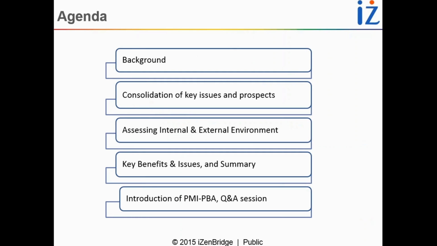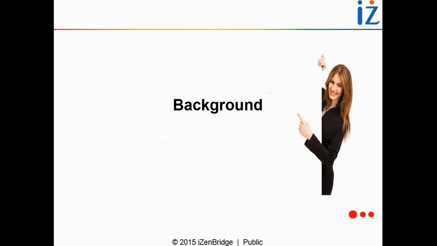So let's have a look at the agenda of this webinar. In the first segment, we will see the background of what SWOT is and what strategy is, and how SWOT can be used to consolidate organizational key issues and prospects after assessing the internal and external environment. Afterwards, we will explore the key benefits and issues of using SWOT and a summary of using SWOT to develop organizational strategies. In the last segment, I will give a brief introduction of PMI-PBA certification, and finally, I will take queries. You can type your questions in the Q&A chat box and I will answer them in the last segment. So let's begin.